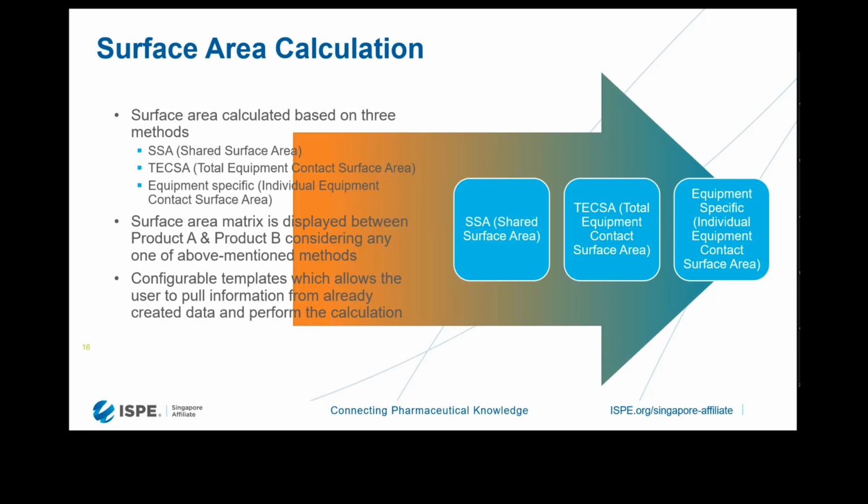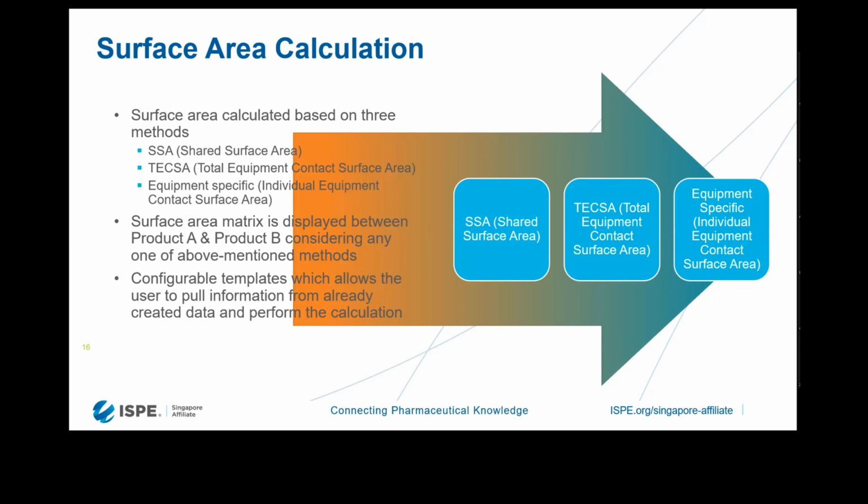And that would give you an accurate, consistent surface area number that is shared between product A and product B. It doesn't matter how many products, there is no limit. We have tested around 1 million data points. TCSA is the same.